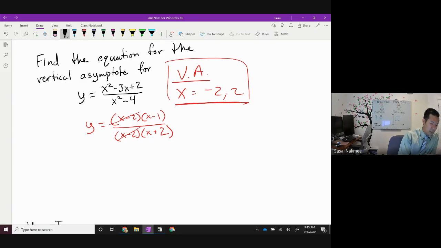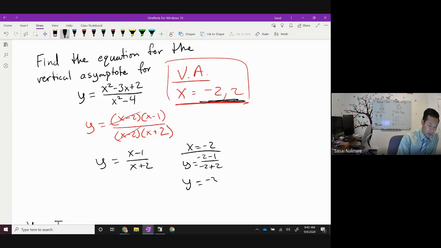And you can actually check this out. The function that we end up with if we simplify this is x minus 1 over x plus 2. If you test out these two values, if I test out x equal to negative 2, watch what happens. We have y equal to negative 2 minus 1 over negative 2 plus 2, which gives me negative 3 over 0. And that's undefined.